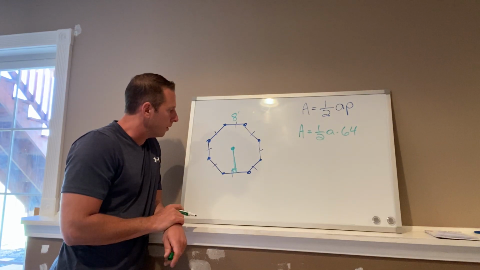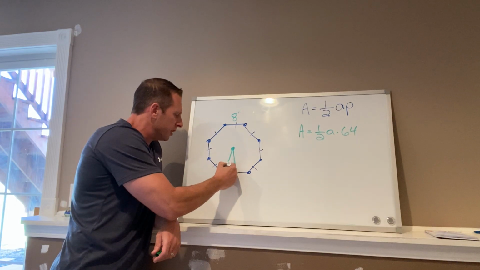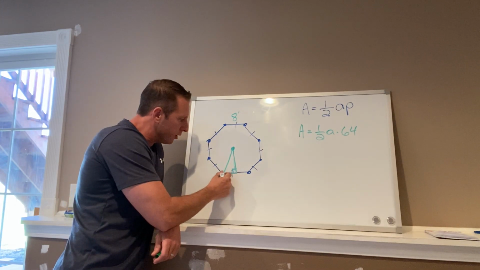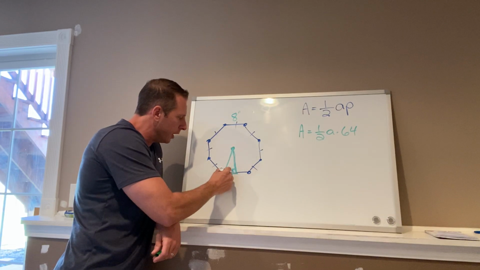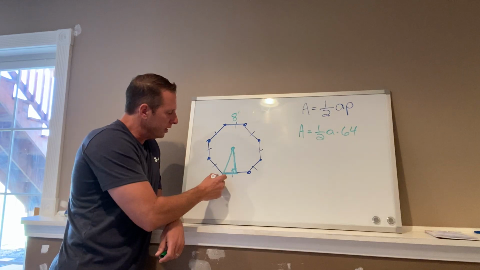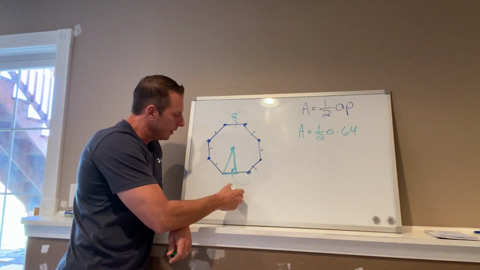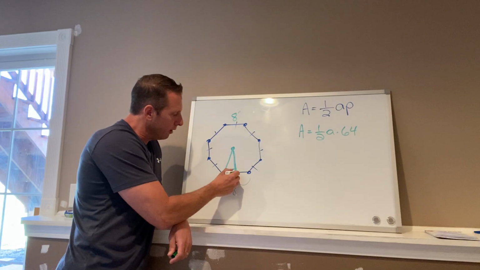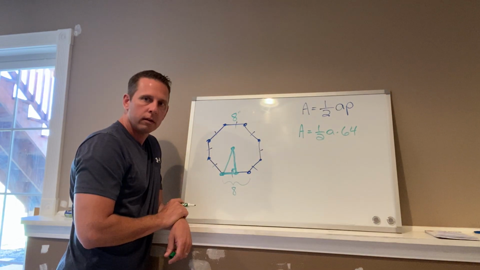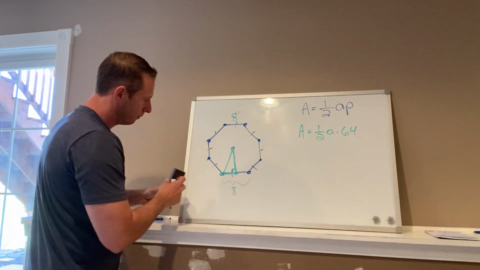What could we do? I think Mr. Sokolowski said something about right triangles. Drawing in a right triangle. What's this entire length? 8. So what's the length from here to here? 4. Half of 8 is 4.